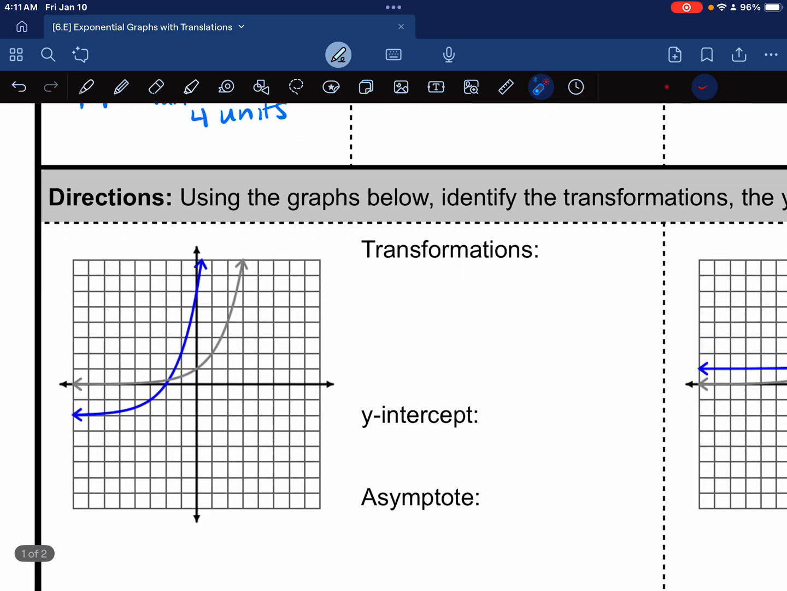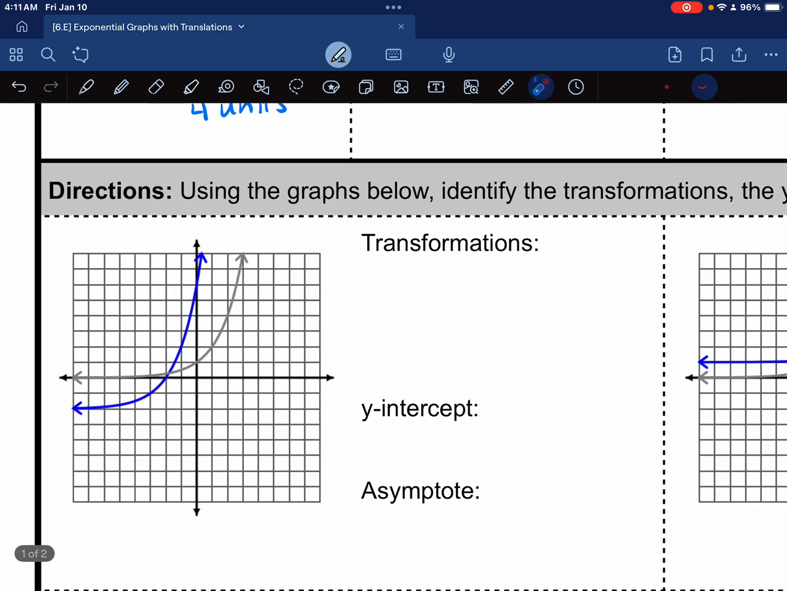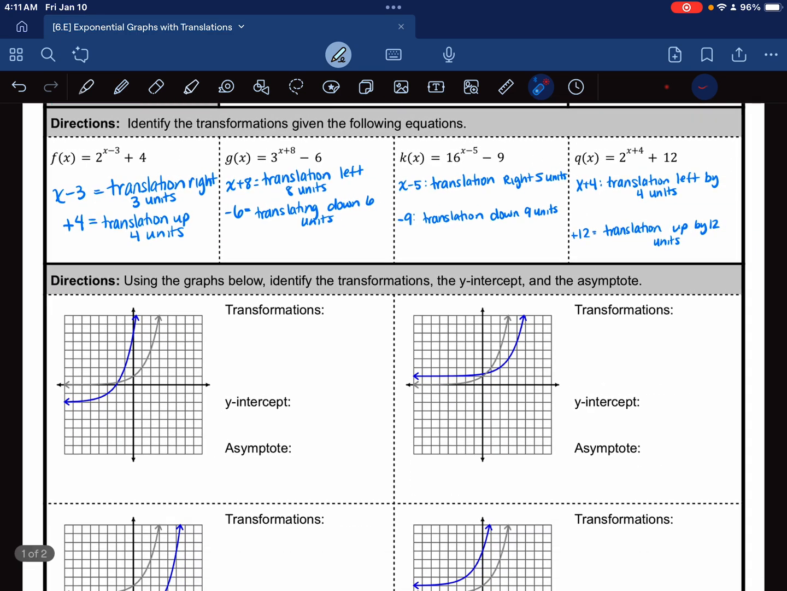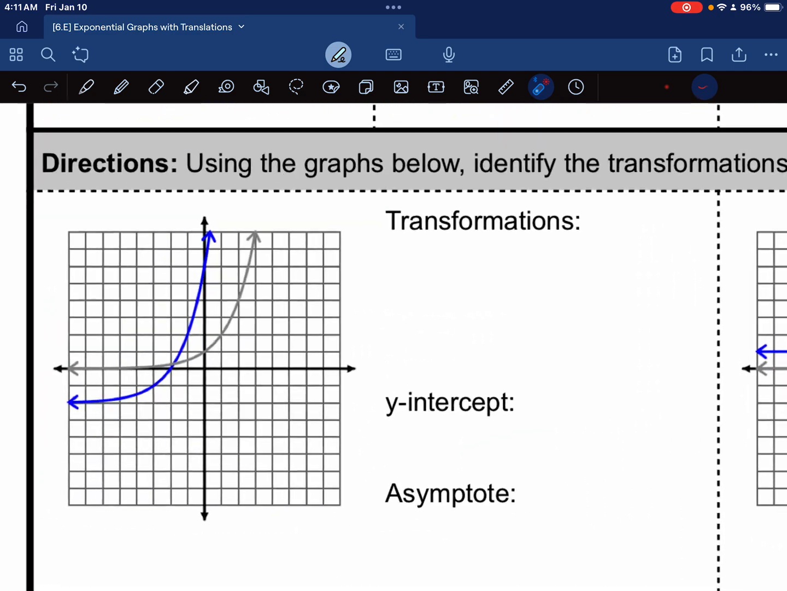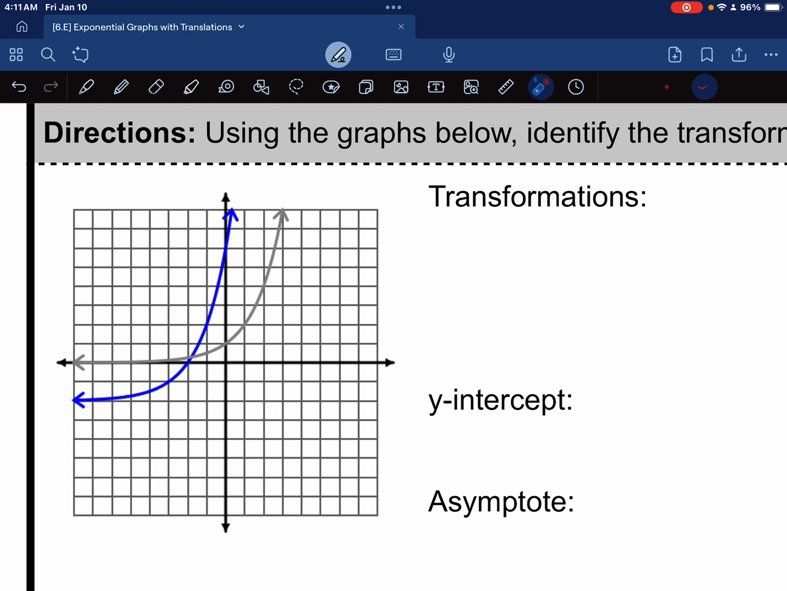Okay, now what we're doing here is we're going to use these graphs to help us identify different translations that are happening, okay? So in this one, the light gray graph is the parent function. And then we've done a slide here. Now, the vertical slides are a lot easier to see than the horizontal slides.